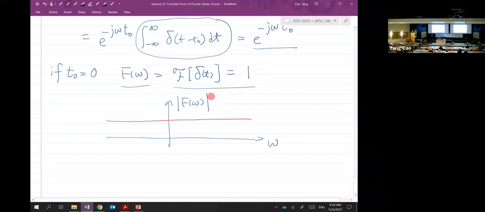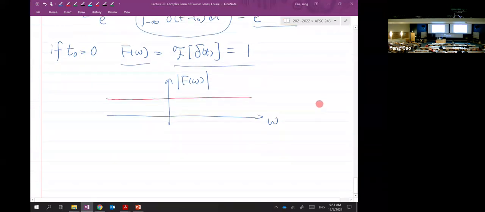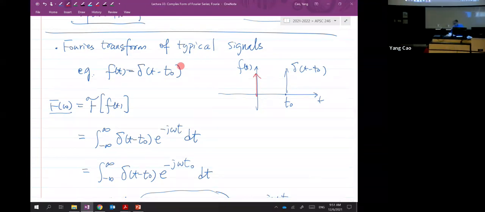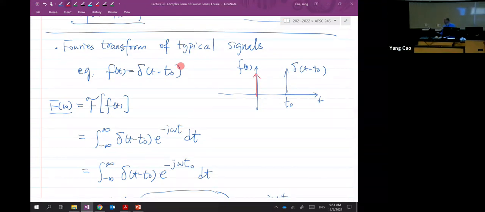Anyway, I'm going to stop here. There are other examples of the Fourier transform. You can take a look at the lecture notes. I don't think I'm going to spend too much time on that anymore. I will just go through some lecture content next lecture.